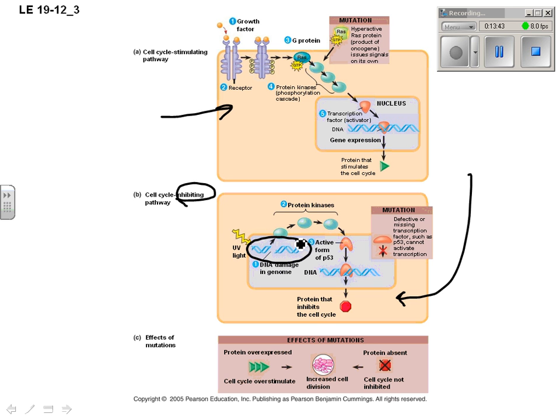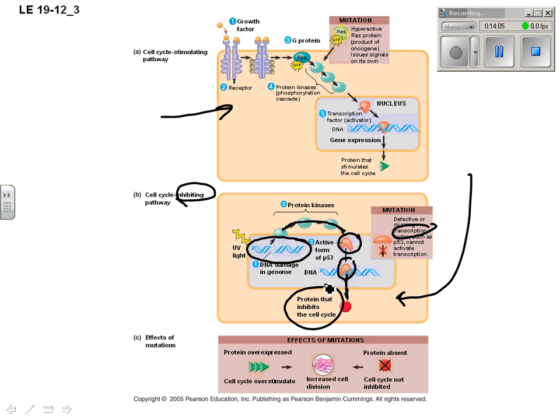Protein kinases are made that activate p53. p53 is a transcription factor, so it attaches to the DNA and makes it produce a protein that stops the cell cycle. Remember, we just talked about transcription factors.